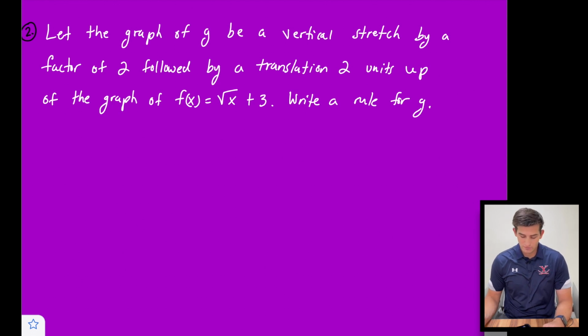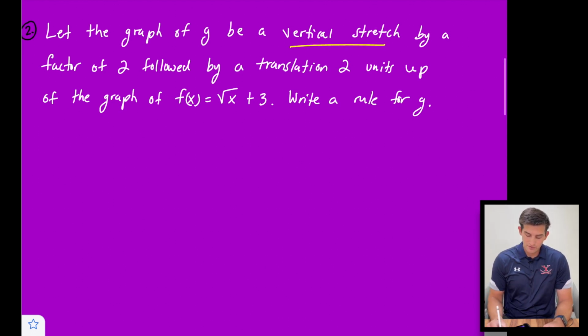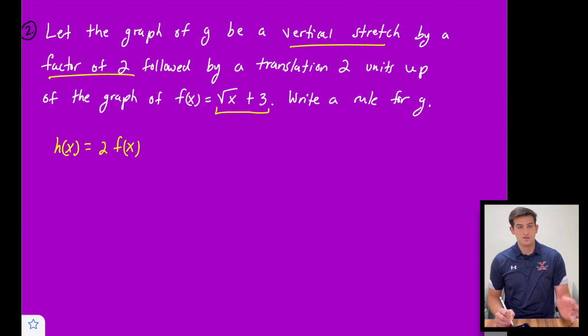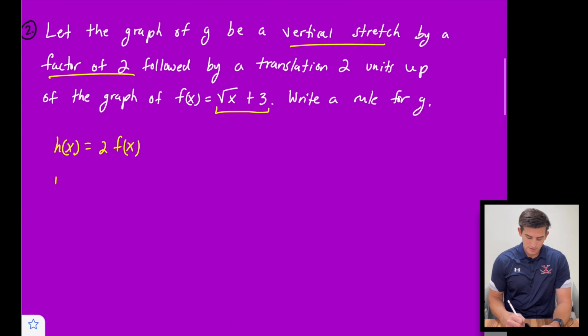And then once again, write a rule for g. So first thing we're going to do is our vertical stretch by a factor of 2. So once again, I'm going to say h of x is equal to, and now this time we have vertical stretch. So we're not multiplying x, we're multiplying f of x. So we could say 2 times the f of x. And now we know f of x is the square root of x plus 3. So now we could say h of x is equal to 2 times the square root of x plus 3.